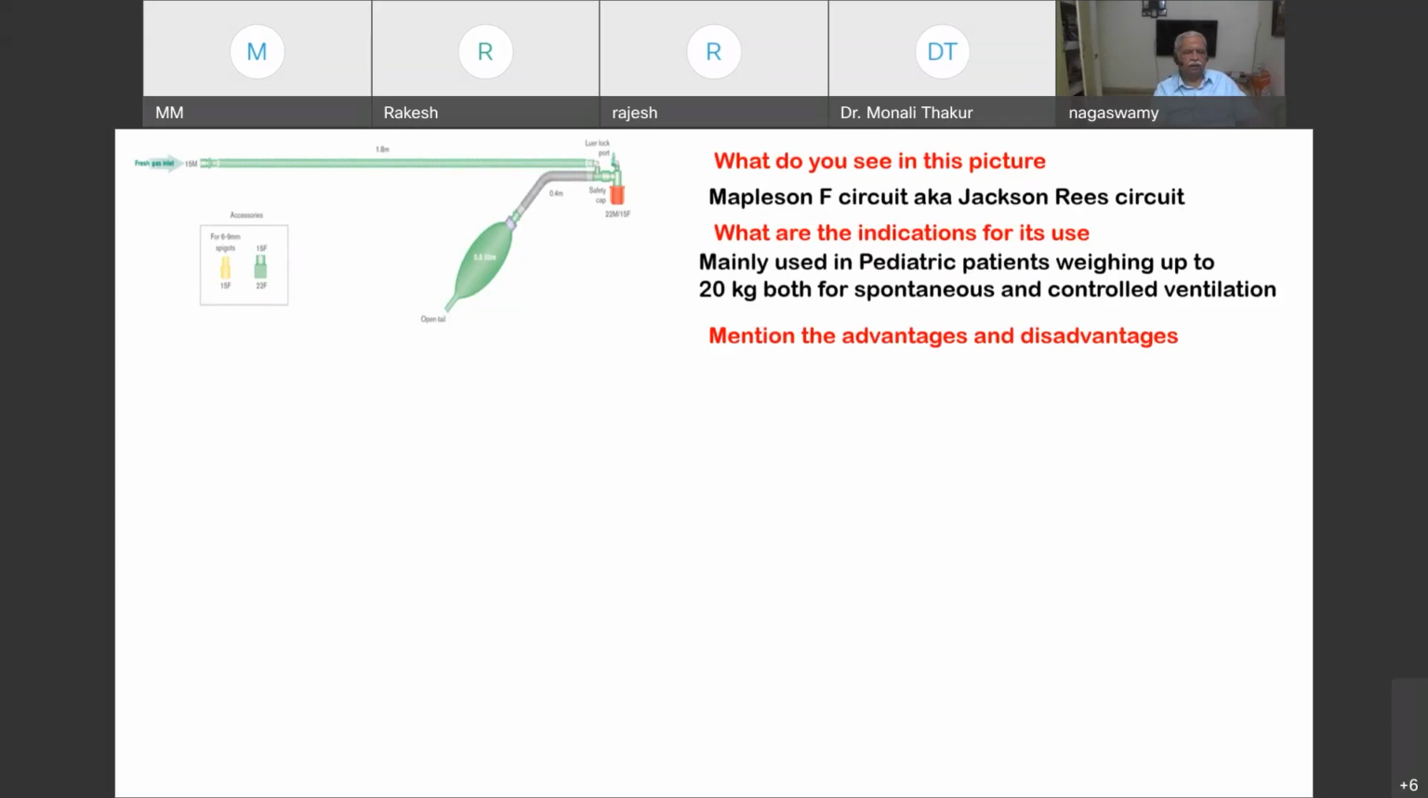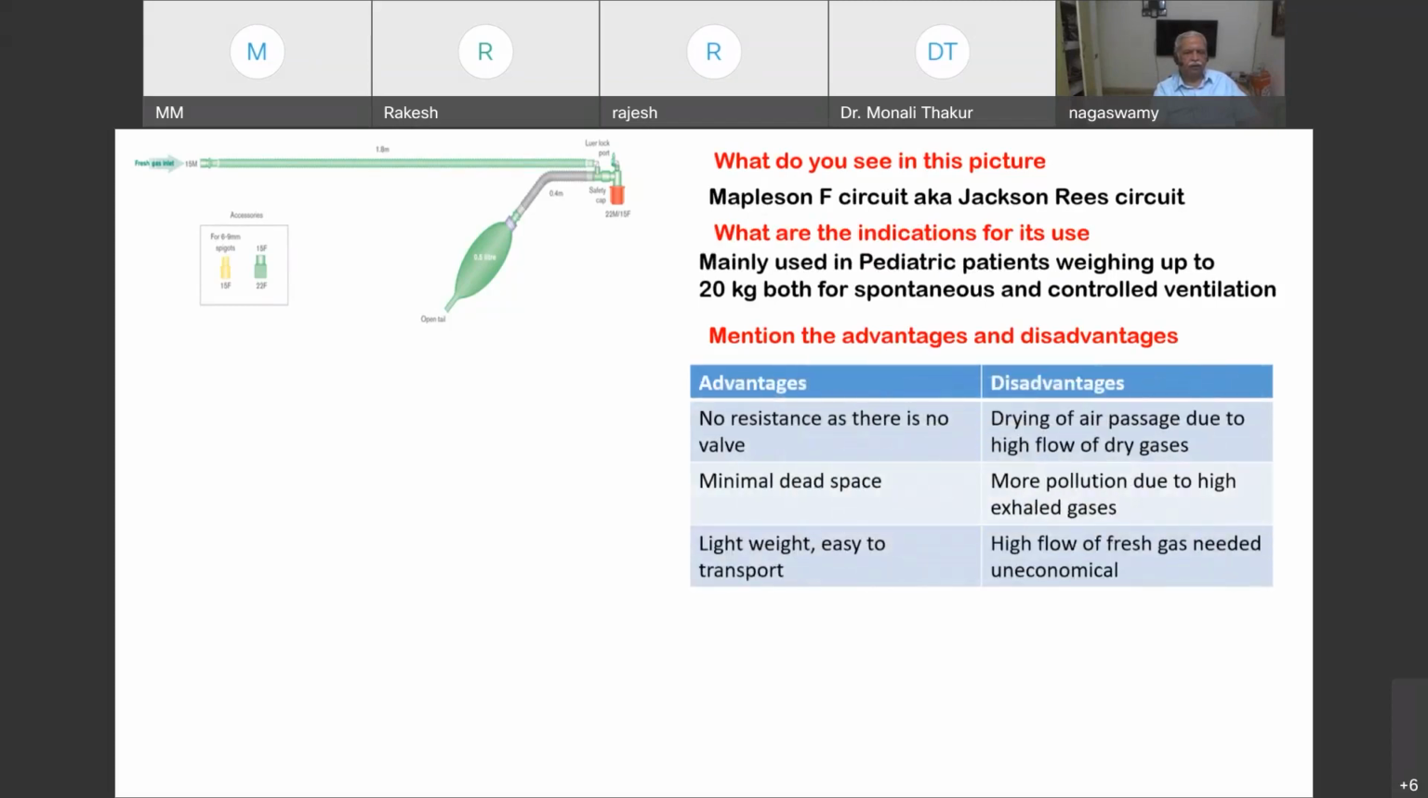What are the advantages and disadvantages of this circuit? Advantages, there is no resistance because there are no valves, minimal dead space, and it is lightweight. Disadvantages are it will pollute the atmosphere, more gases are spent, so it is not economical. Any idea what is this? This bag is called, it's an expiratory hole, sir. It's called a Kuhn bag, K-H-U-N, Kuhn bag.